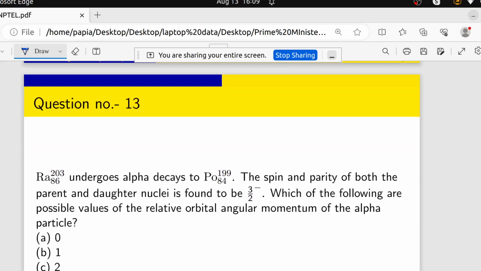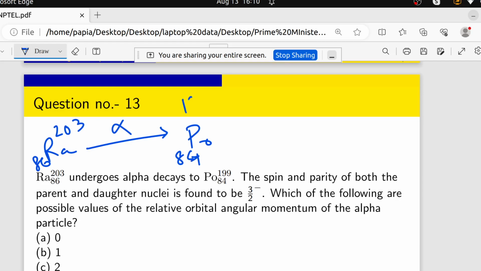Yes, in the next question you can have a little bit tricky one. So you can see that the next question is radium 86203 undergoes alpha decay to polonium 84199, right? The spin and parity of both of the parent and daughter nuclei is found to be 3/2 minus. Which of the following are possible values of relative orbital angular momentum of the alpha particle? So let us first write the expression: radium 86203 will undergo alpha decay, then here it will become 84199. Fine, and there is alpha.